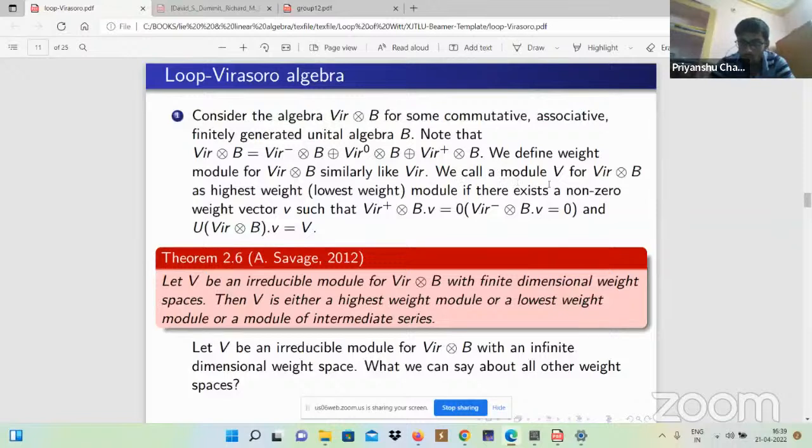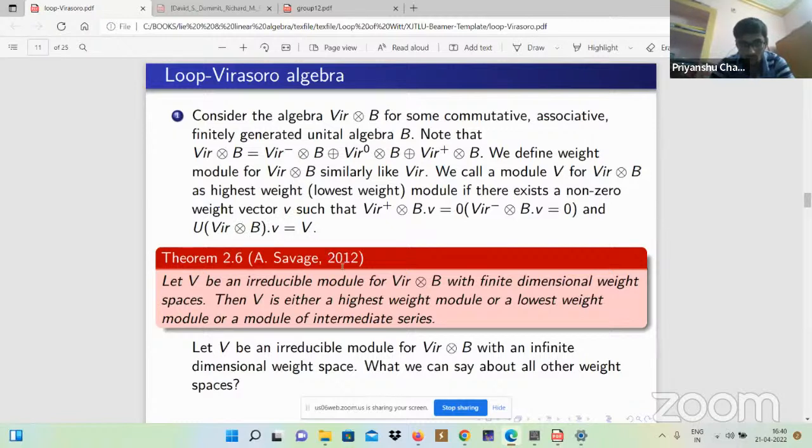Moreover, we call a module V for V tensor B a highest weight module or lowest weight module if there exists a non-zero weight vector v such that V plus tensor B acting on v equals 0, or V minus tensor B acting on v equals 0, and v is cyclic in the sense that U of V tensor B acting on v will be the whole of V.